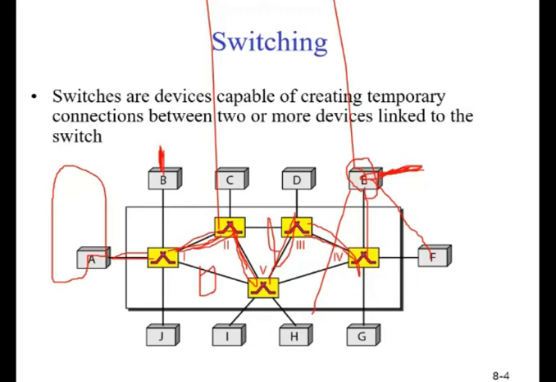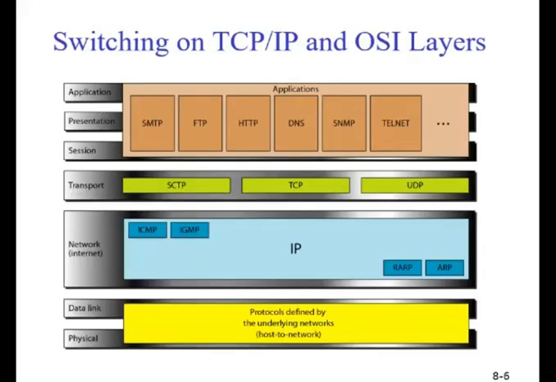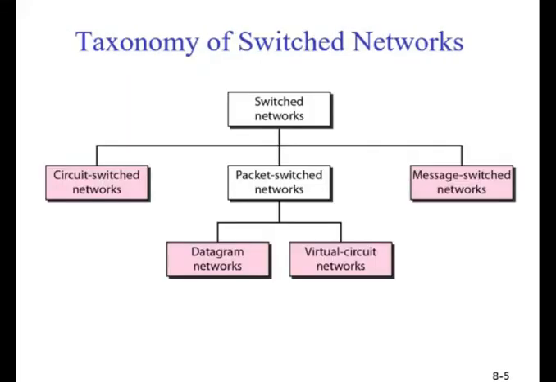Let's talk about the methods of switching. Traditionally, three methods of switching have been discussed. Number 1 is circuit switching. Number 2 is packet switching, and number 3 is called message switching. The first two are commonly used today. The third has been phased out in general communication, but still has networking application. Packet switching can further be divided into two subcategories: a virtual circuit and a datagram network.